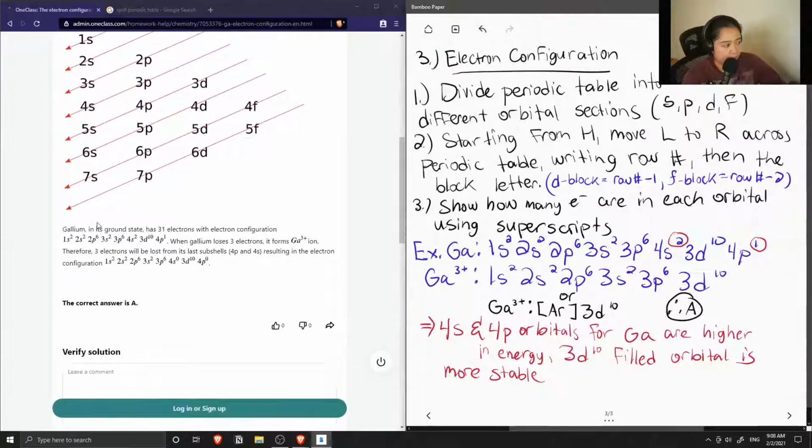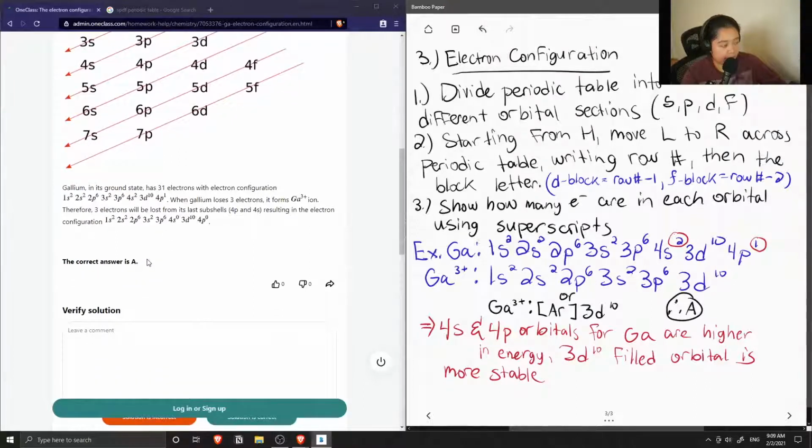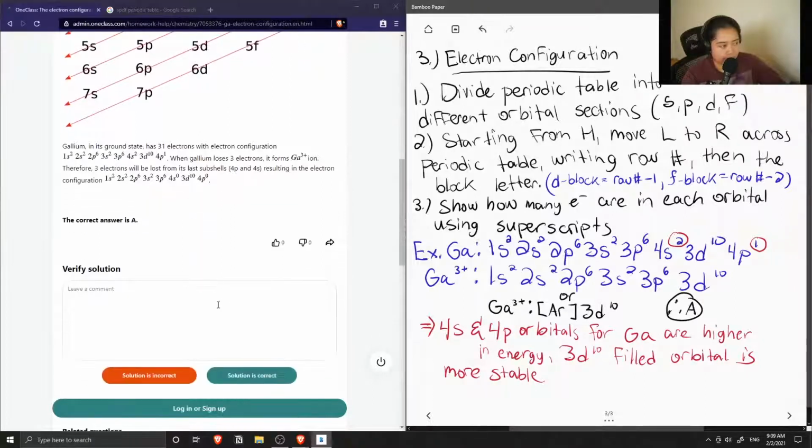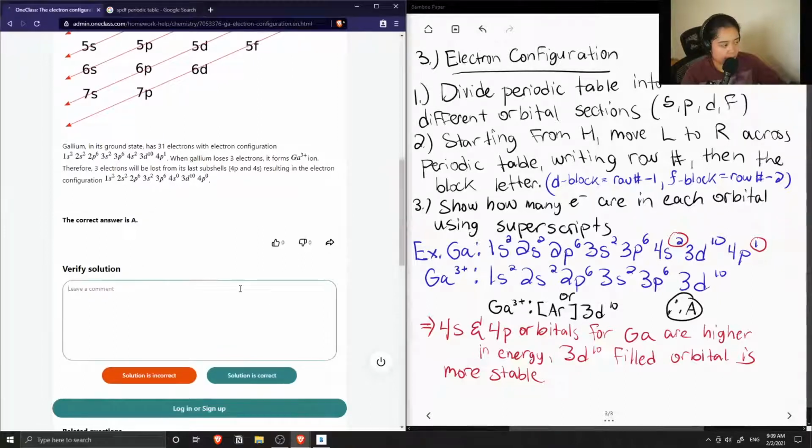And they said that gallium in its ground state has 31 electrons with the electron configuration of the following. Yep. And when it loses 3 electrons, it forms gallium 3+. Therefore, 3 electrons will be lost from its last subshells, 4p and 4s, resulting in the electron configuration. Yep, which is the same, so this answer is A. Okay, so this solution is correct.